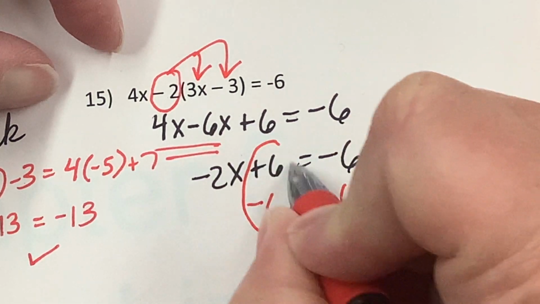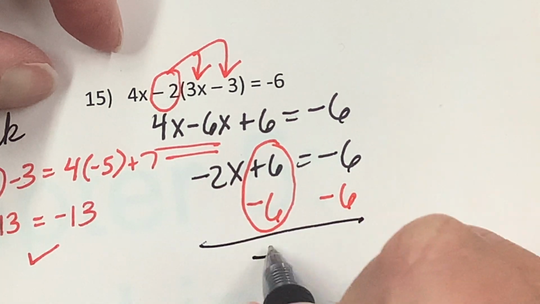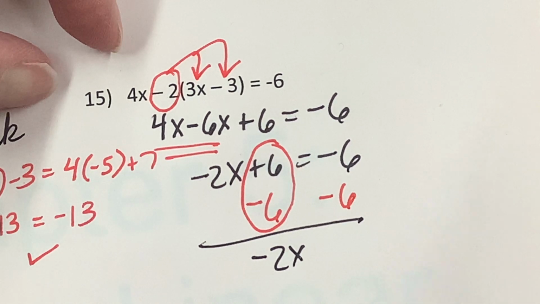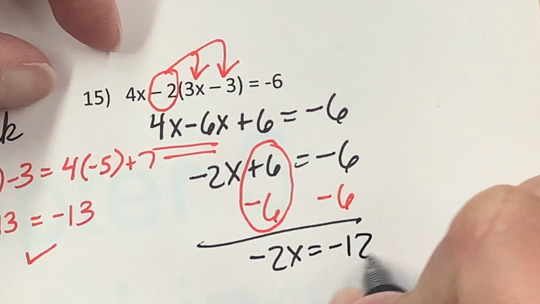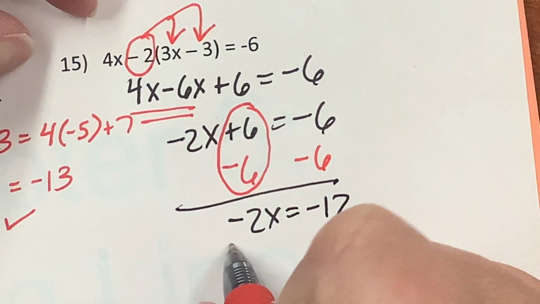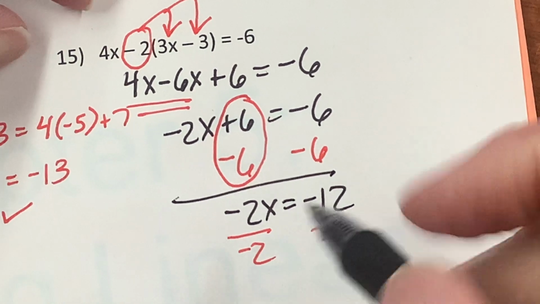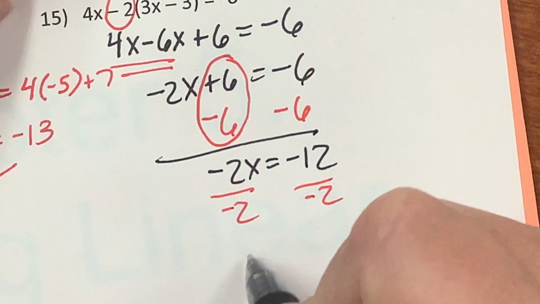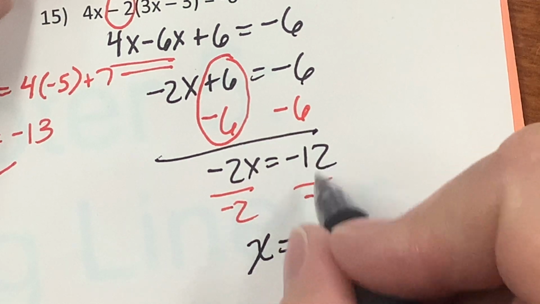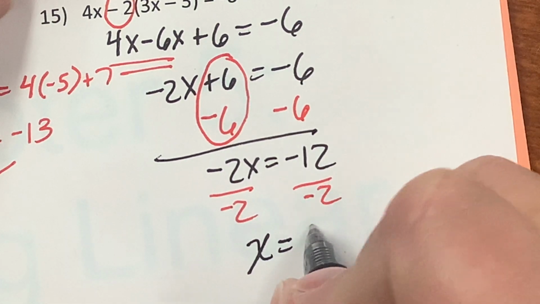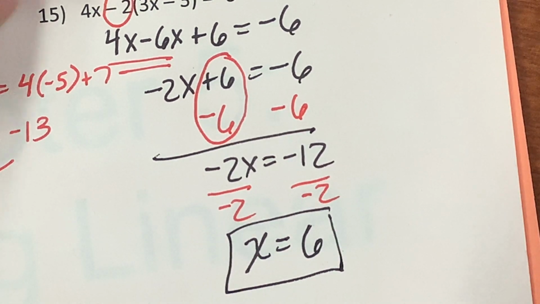And 6 minus 6 is 0, which means negative 2x comes down by itself, and negative 6 minus 6 is negative 12. So divide by negative 2, goodbye, bye-bye. And negative 2 divided by negative 2 is 1x equals negative 12 divided by negative 2 is positive 6. So now I know my answer. It's going to be 6.